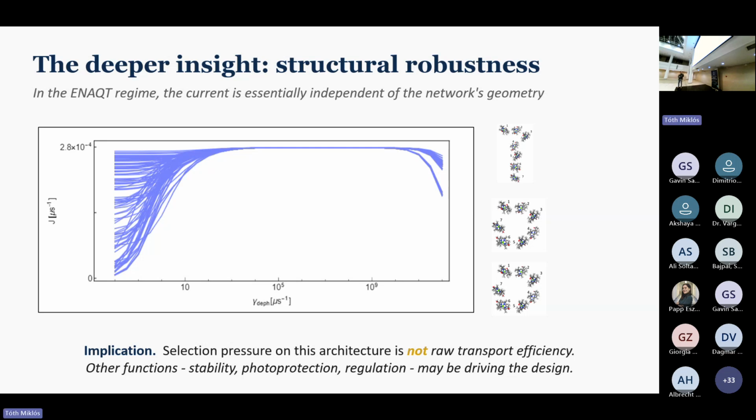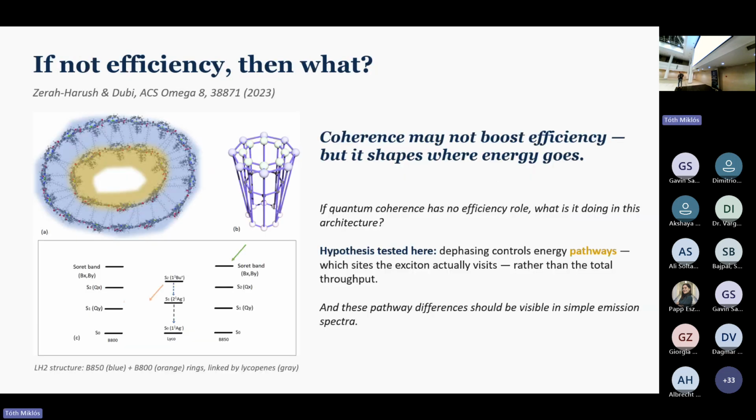And this is the idea that we were promoting in this work. And then we started looking a little deeper into LH2. So LH2 is composed of two sets of rings, which are kind of modeled here. It has a backbone of carotenes and a scaffold of lycopenes.